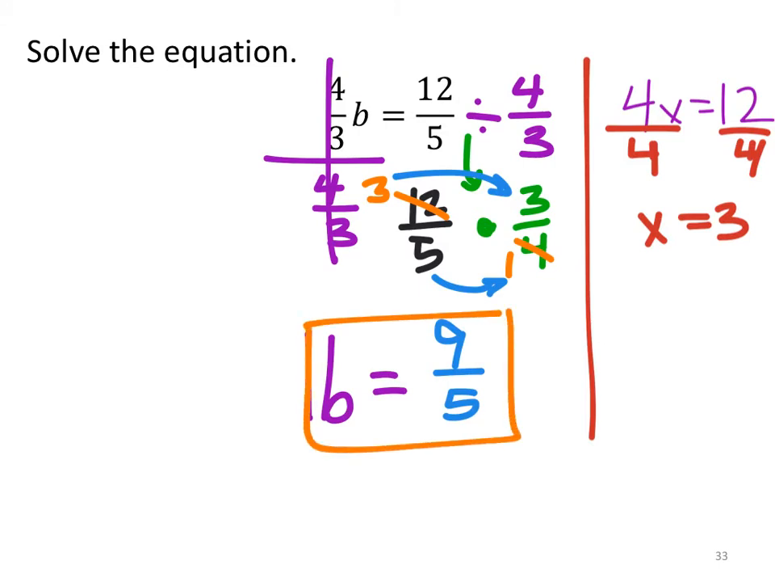I'll show it to you guys. The light's not great right there, but trying to, oh, that's good. 4/3 times 9/5. There we go. And it gave us that 12/5. It's good.